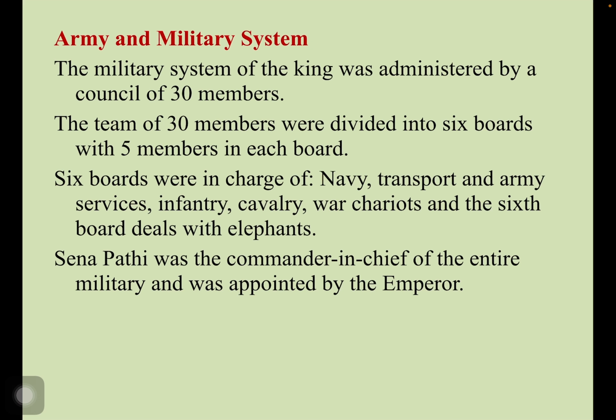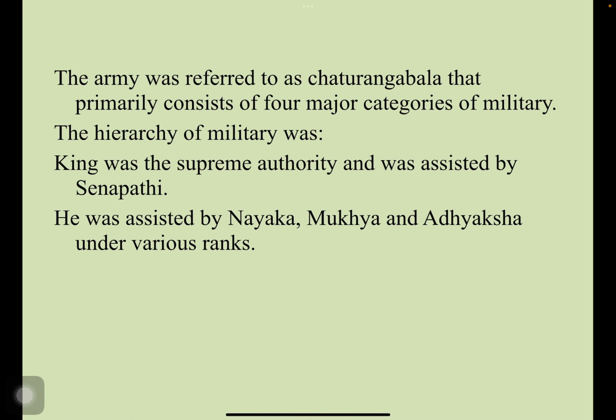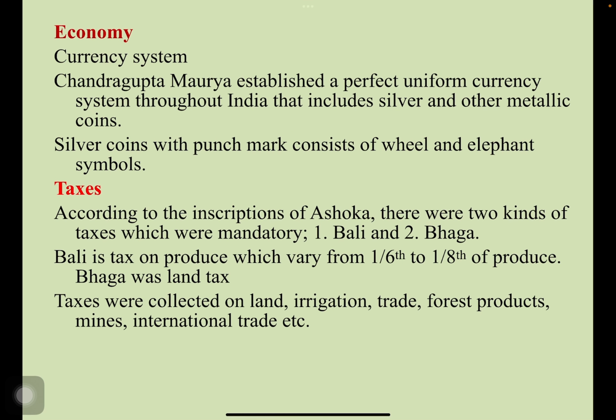Senapati was the commander-in-chief of the entire military and was appointed by the emperor. The army was referred to as the Chaturanga Bala, that primarily consists of 4 major categories. The hierarchy of military was: king was the supreme authority and was assisted by the Senapati. He was assisted by Nayaka, Mukhya and Adhyaksha under various ranks.